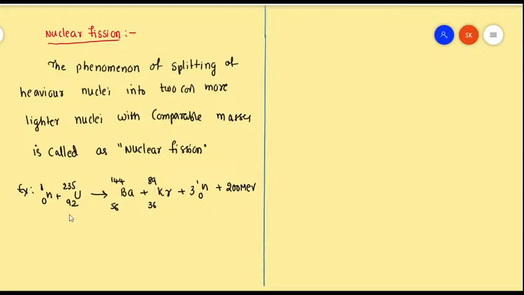Nuclear fission means the splitting of heavier nuclei into lighter nuclei. What is the reason for the splitting? To attain stability, to increase its average binding energy.